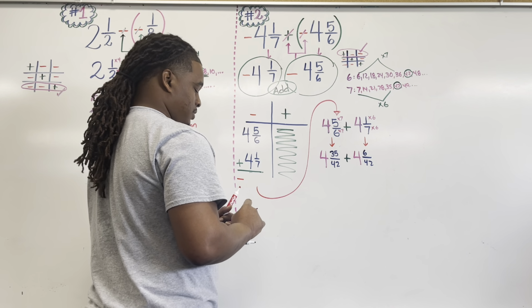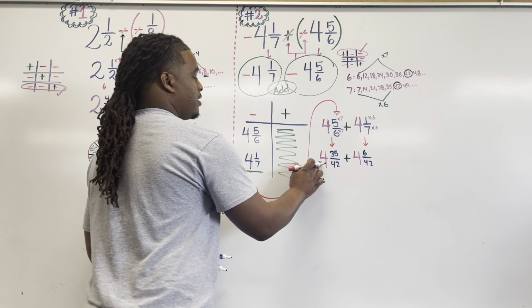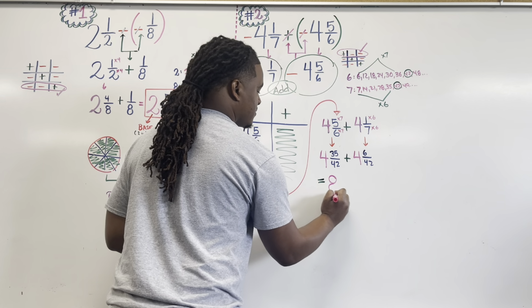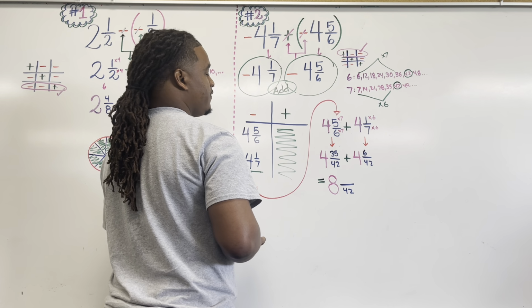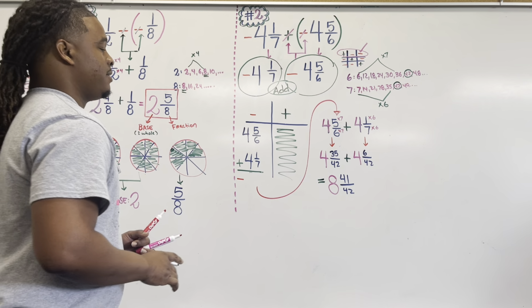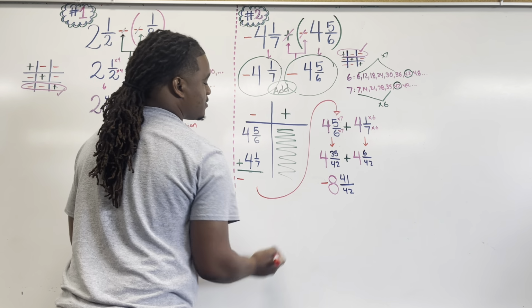Now, the only thing that we need to do, ladies and gentlemen, is add the bases and add the numerators, which is the top part of the fractions. A base of 4 plus a base of 4 equals a base of 8. Once again, we're still over 42 because the denominators stay the same. Now I'm going to add the numerators. 35 plus 6 equals 41. But remember, guys, we were working on the negative side of our chart, so we have to add a negative sign to our answer. So our answer is actually negative 8 and 41 over 42. That is our answer, guys.